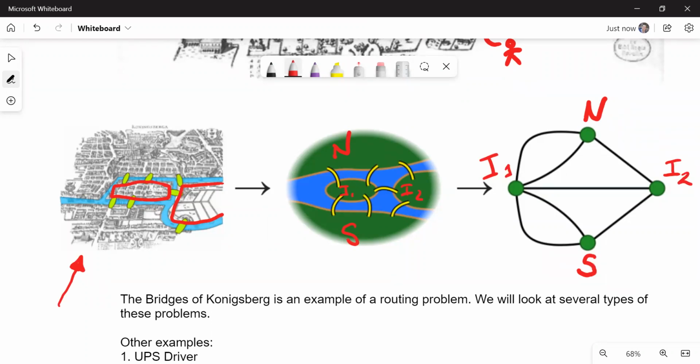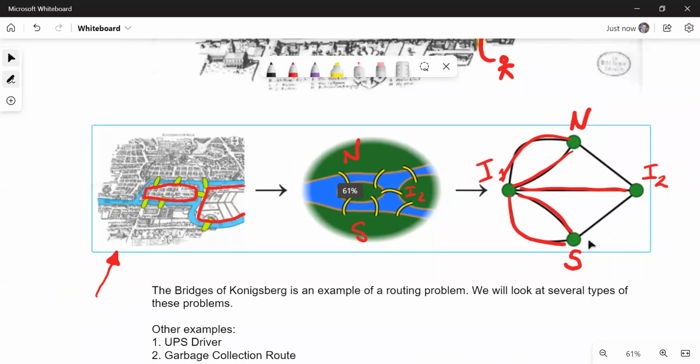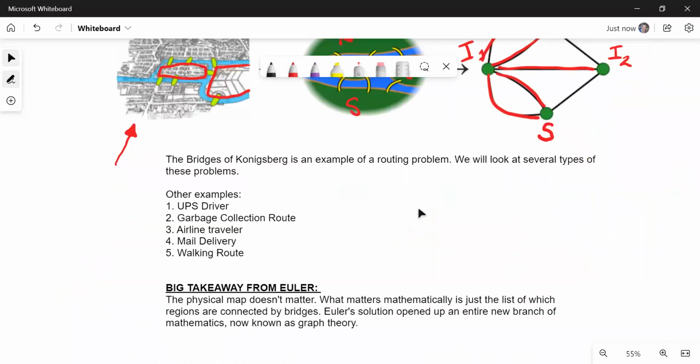Notice that there's 5 bridges that come into island number 1. So you can see there's 1, 2, 3, 4, 5, and then you can see their connections go to these spots. So it's an abstraction of a real picture. Okay, we're going to call this a map.